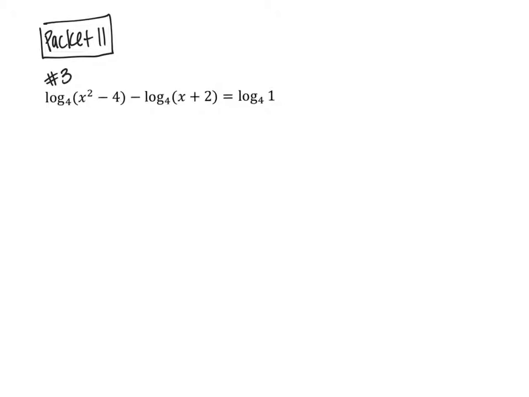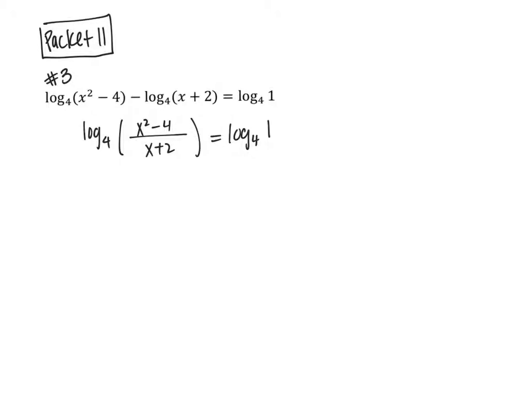Okay, so I'm looking at number 3 on page 4 of the packet. This problem here has 2 logs, and they're joined together by a minus sign, so I know I have to condense this using division. So let's go ahead and set that up and condense it. So I have log base 4 of (x squared minus 4) over (x plus 2) equals log base 4 of 1.